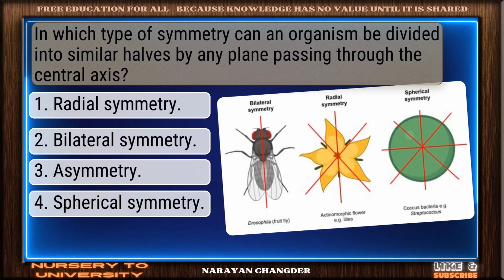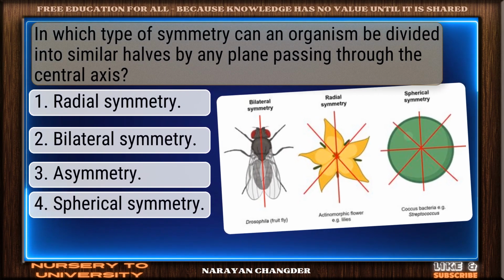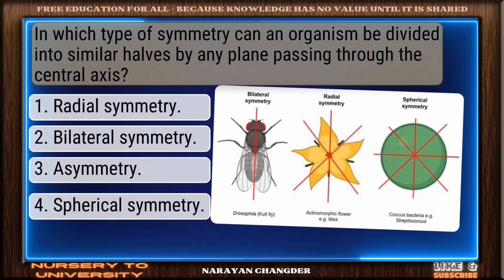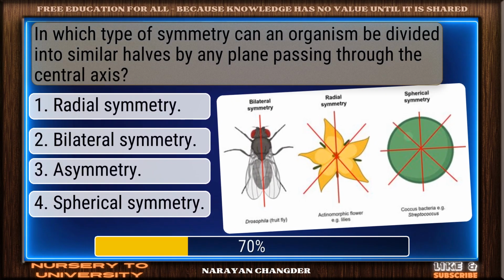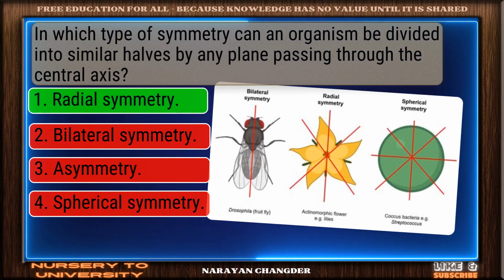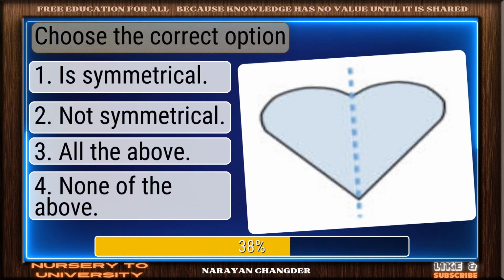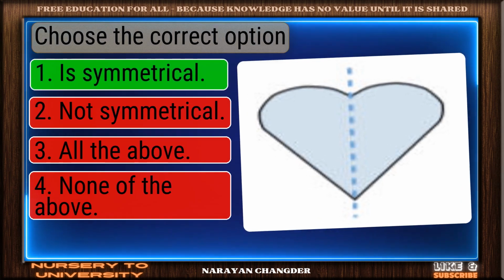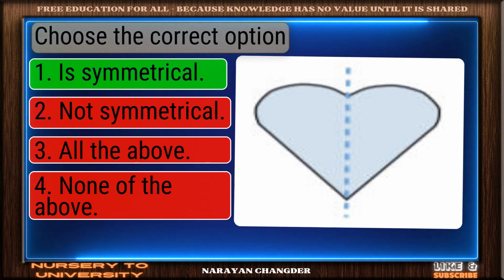In which type of symmetry can an organism be divided into similar halves by any plane passing through the central axis? Nice selection. Radial symmetry is the correct and valid answer. Choose the correct option. Great thinking. Is symmetrical is the right choice.